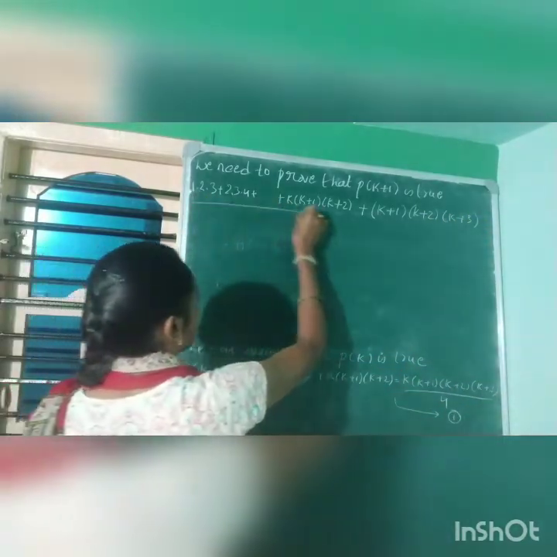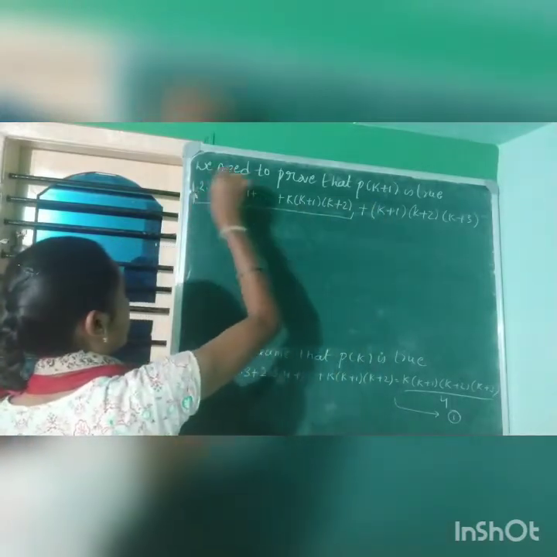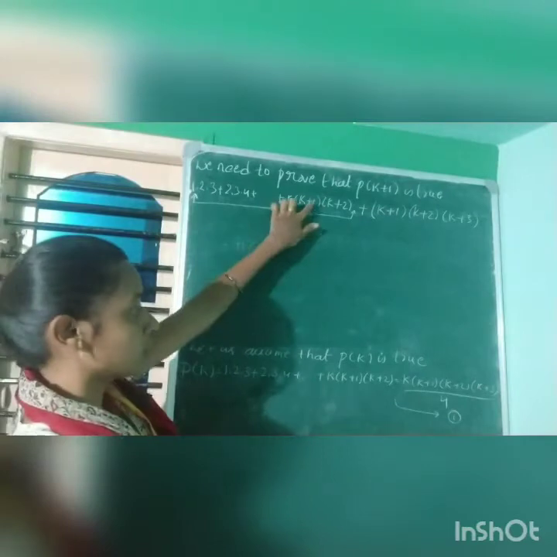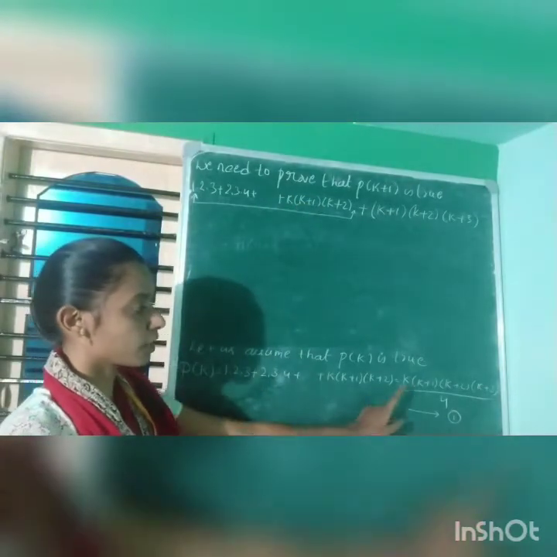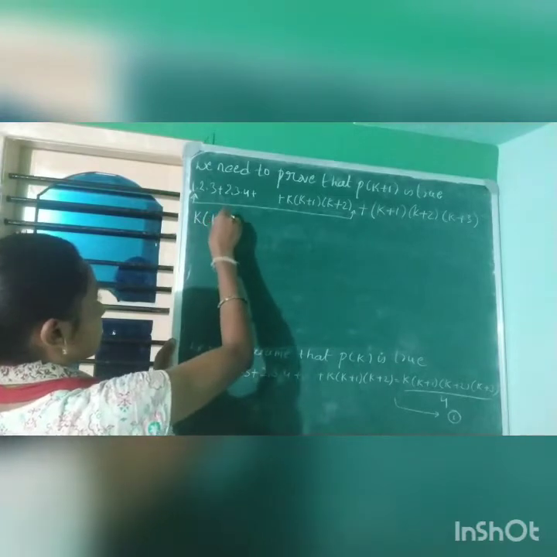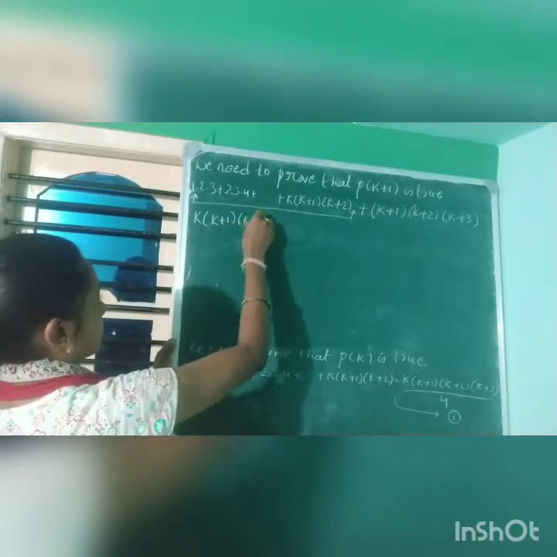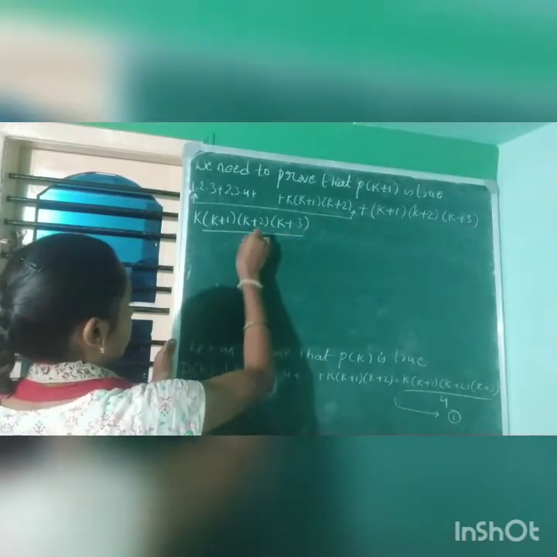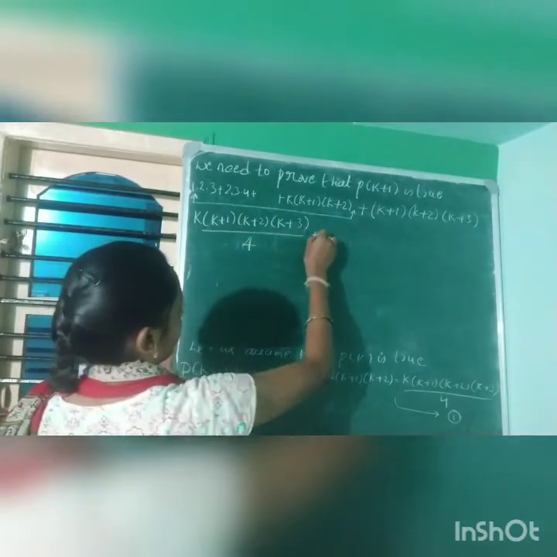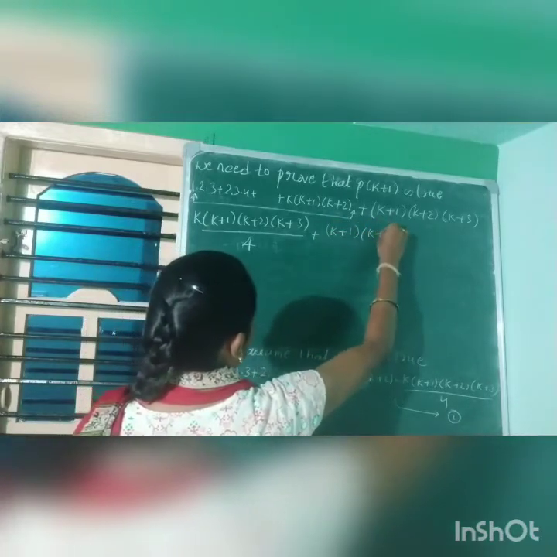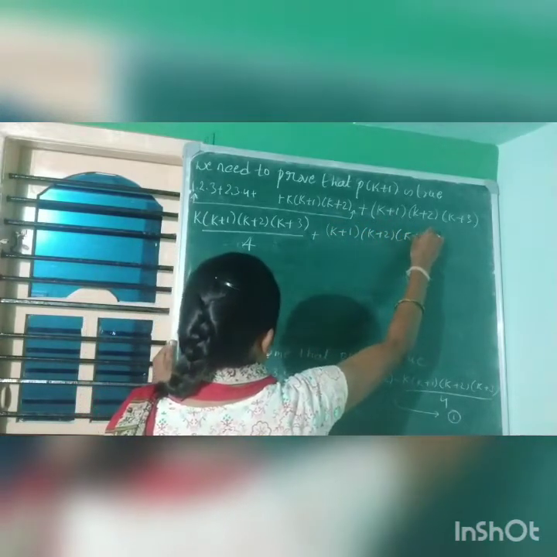Now, with the help of equation 1, we can write the series as, from here to here, with the help of this equation, k into k plus 1, k plus 2, k plus 3, all divided by 4, plus k plus 1 into k plus 2 into k plus 3.